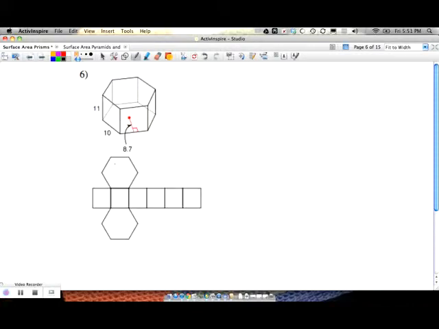Ooh, this one, it's like that pentagon one, except it's a hexagon now. So we got this apothem going from the center out to an edge, that's 8.7, and then each of the edges of this hexagon are going to be 10, which means each of the edges of these rectangles are also going to be 10. And the height of each of those is the 11. That's the height going up and down.